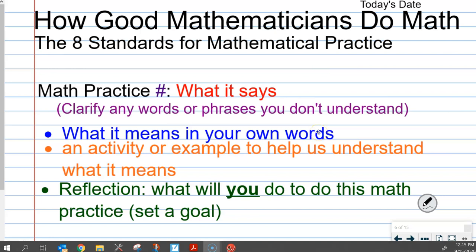Right, this is continuing our lesson on the math practices. We have talked about math practice 1 and 2, and we're going to continue with math practice 3 today. Remember, the format that our notes are going to take is math practice number, what it says.